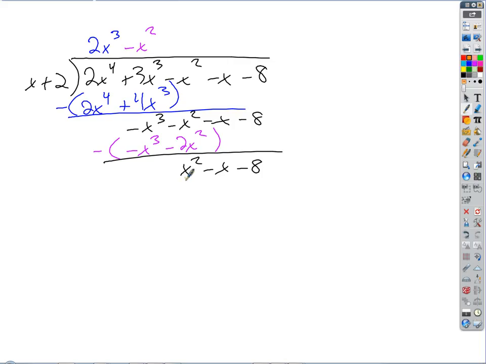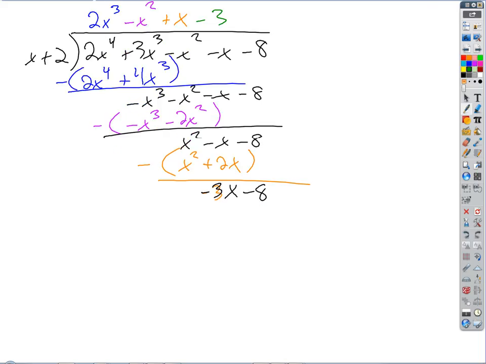X times what is x squared? No, x times what would give me x squared? X. So I distribute the x through and get x squared plus 2x. I'll subtract the whole thing and get the x squareds cancel. Negative x minus 2x is minus 3x. Bring down the negative 8. And then finally, x times what is negative 3x? Negative 3.